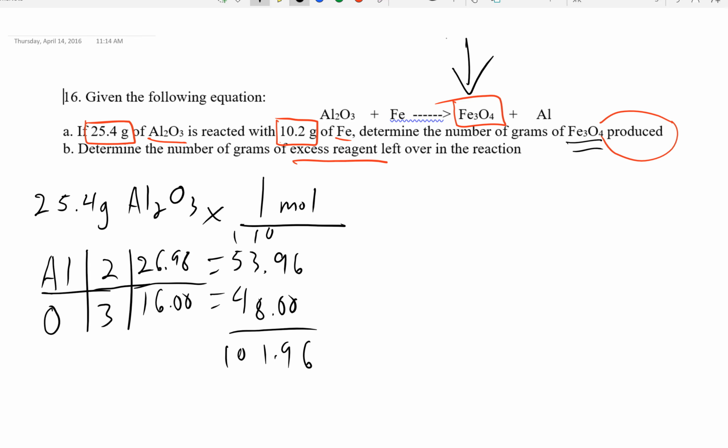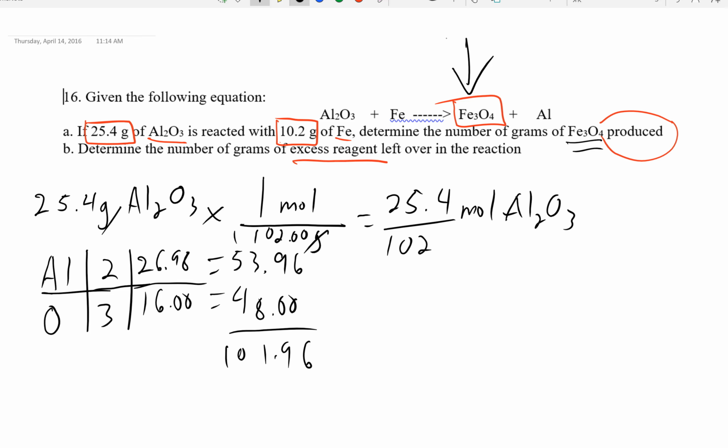So we're going to call this 102.00 grams per mole, and the grams are going to cancel out. We get 25.4 over 102 moles of Al2O3. And we do the math for that one. 25.4 divided by 102 gives you 0.249 moles of Al2O3. Cool.